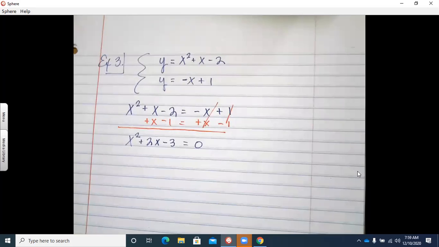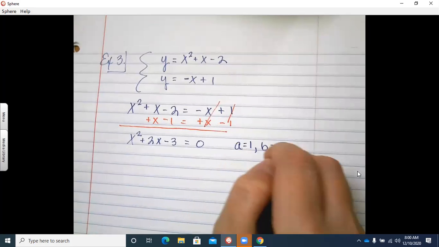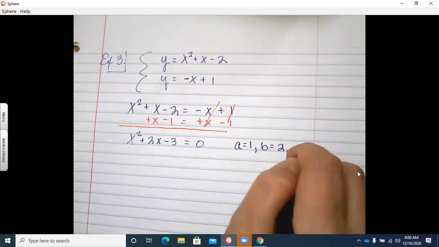Okay, let me think. Could I factor this? Are there two numbers that could multiply together to give me negative 3 and add to get positive 2? What is it? Positive 3 and negative 1? Sounds good. So let's factor this. So much easier, right? And we know there's no GCF. A is 1, B is 2, C is negative 3.